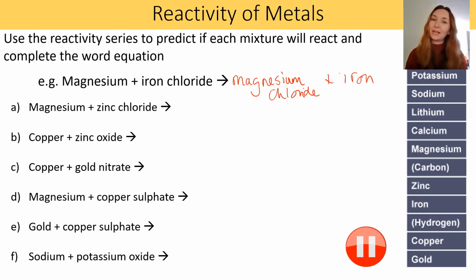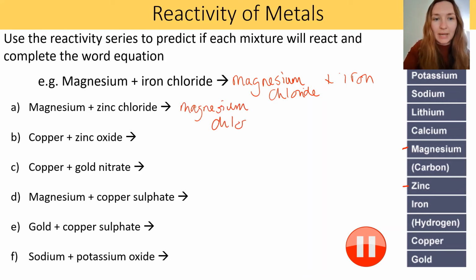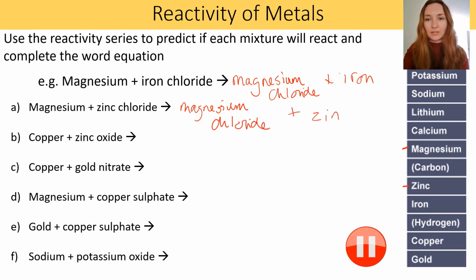Okay, so we're now going to have a go at doing those together. Remember that for some of them, there might not have been a reaction at all, and some of them would have formed new products. So let's have a look. So magnesium and zinc chloride. I'm going to look at my reactivity series. I can see that magnesium is more reactive than zinc, and therefore we're going to get a displacement reaction. And therefore we're going to form magnesium chloride, and that's going to displace the zinc, and therefore zinc is going to be left on its own.